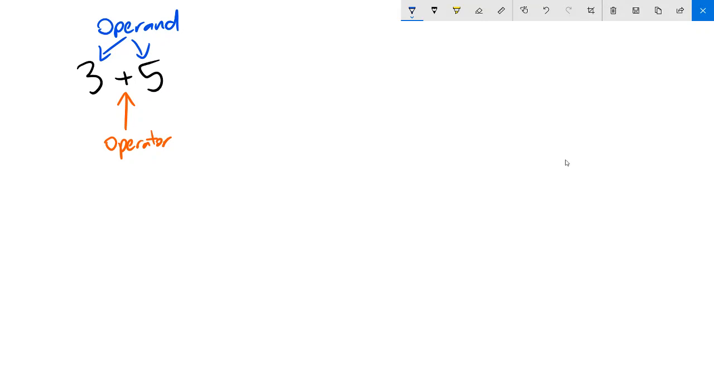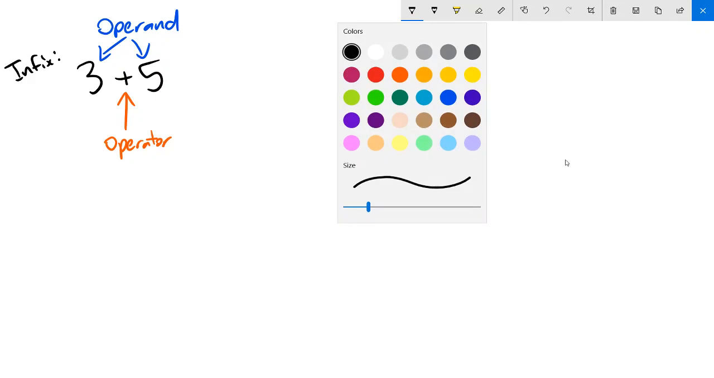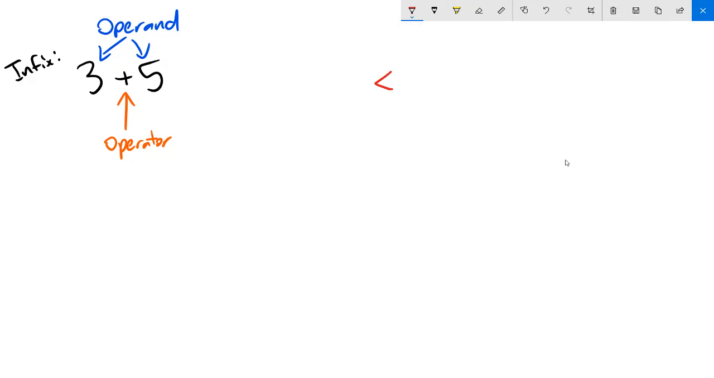We also have what we call prefix. So let's go ahead and label that infix. And you can see that the operator is between the two operands. So I'm going to write that out. The operator is between the two operands. And I'm going to label it operand 1 for the one on the left side, and operand 2 for the one on the right side.